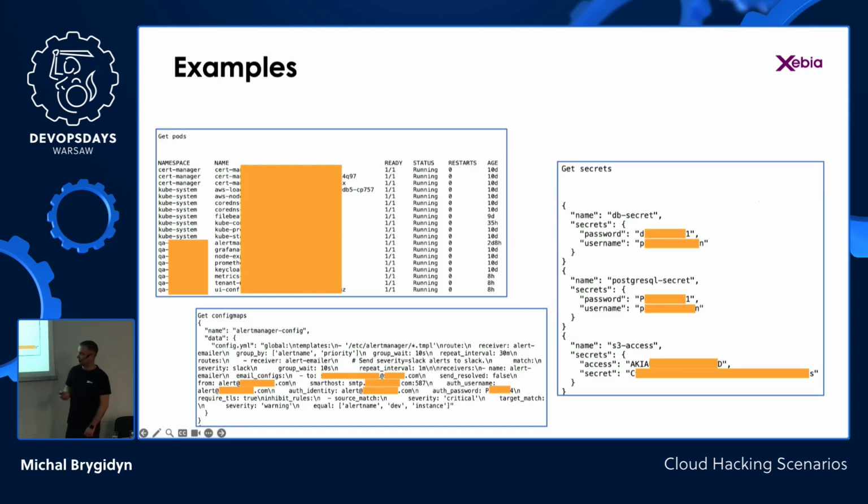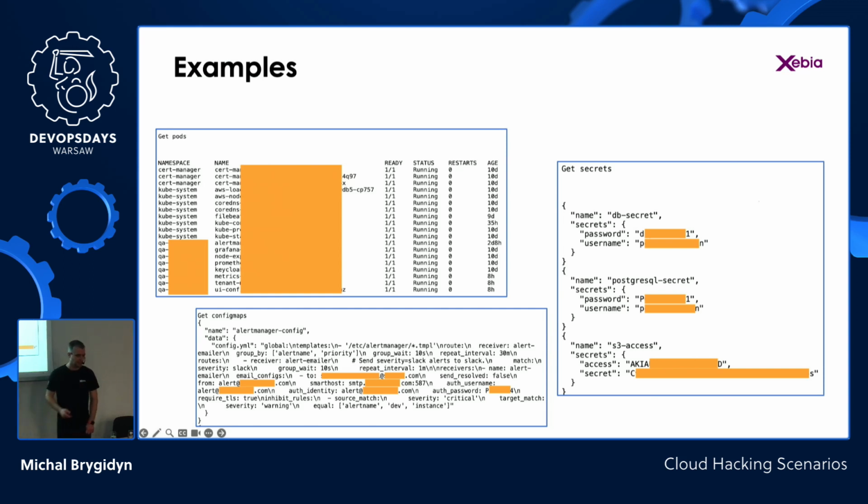This is the output of my script, so it's already pre-formatted. In the list of pods, we already know what's the namespace, what's the name of the pod running, if it's running or not, for how long. Then we have config maps, and here you can see already email config, some domain here, there are some passwords as well, SMTP configuration, username, password. And secrets. These are already decoded and printed in plain text, DB passwords, and AWS S3 access.